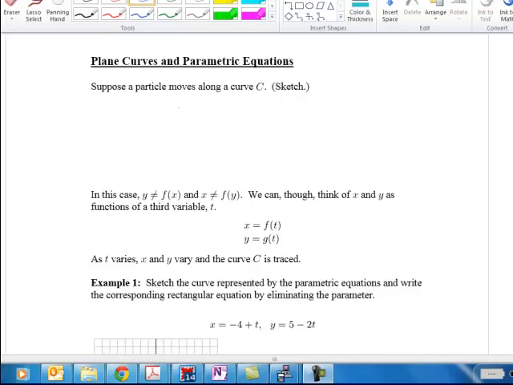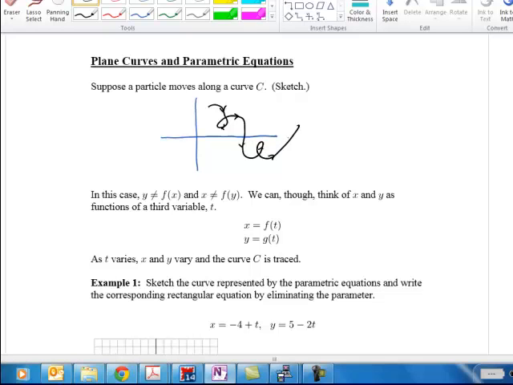In this video, we're going to take a look at plane curves and parametric equations. What we're thinking about here when we talk about plane curves are just curves that are in the plane. So in the xy plane, it can be any path. Usually we'll talk about the path having direction.